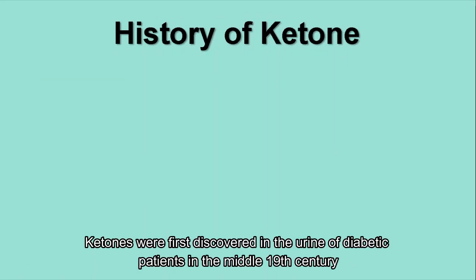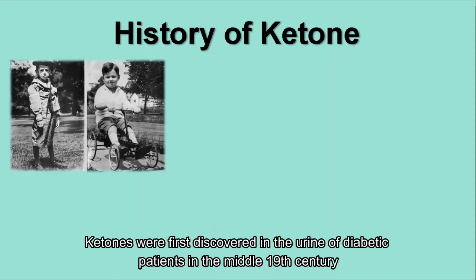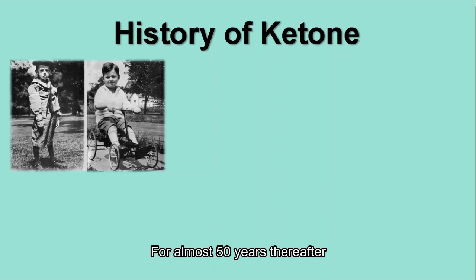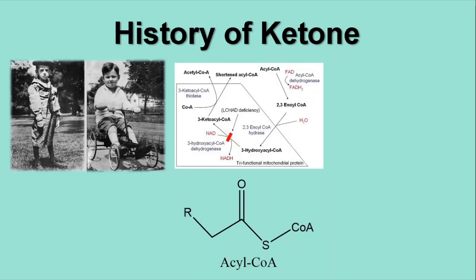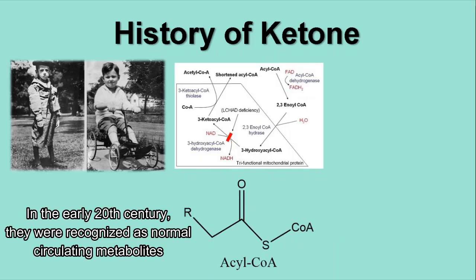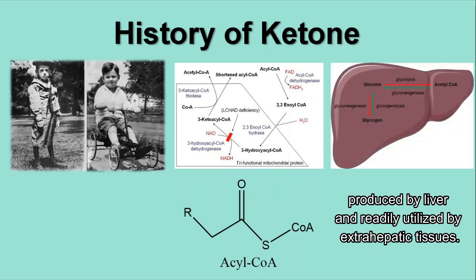The history of ketones. Ketones were first discovered in the urine of diabetic patients in the middle 19th century. For almost 50 years thereafter, ketones were thought to be abnormal and undesirable byproducts of incomplete fat oxidation. In the early 20th century, they were recognized as normal circulating metabolites produced by the liver and readily utilized by extrahepatic tissue.